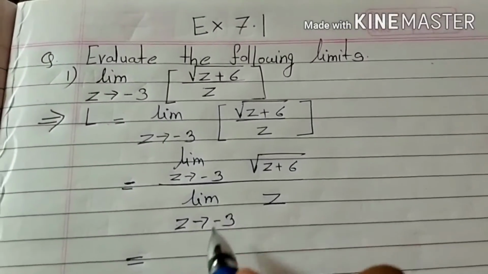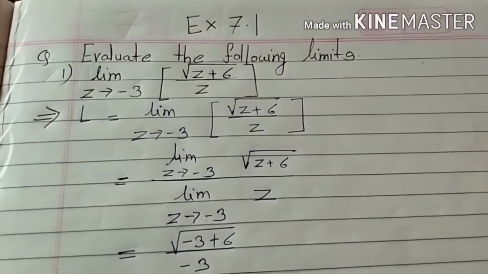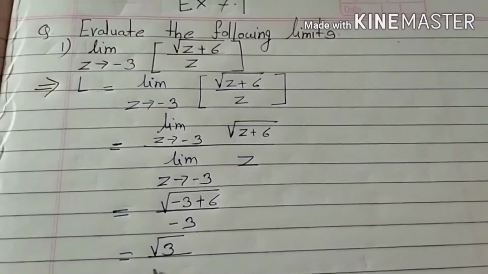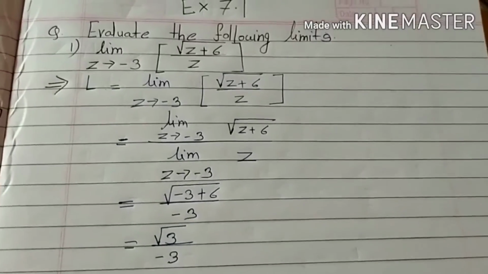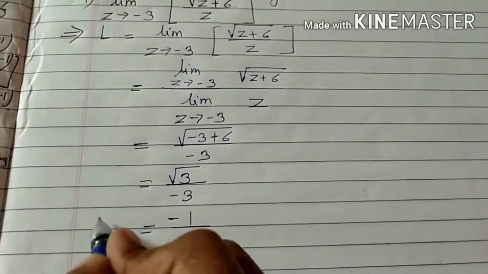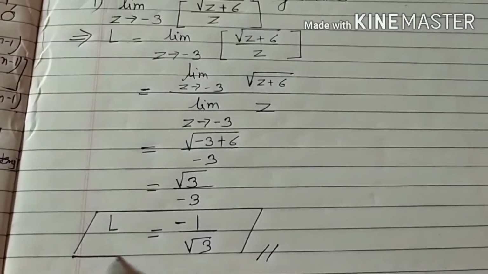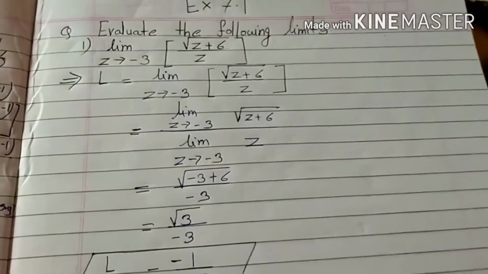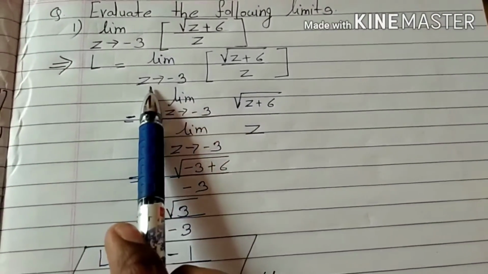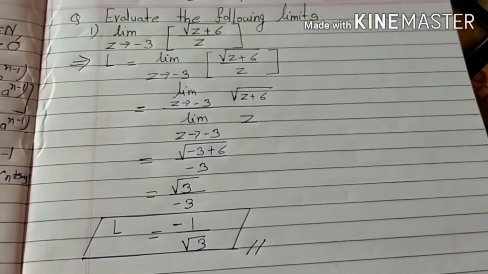So we get the root of minus 3 plus 6, upon minus 3. Minus 3 plus 6 is 3, so it is the root of 3 upon minus 3. So it is like that, minus 1 upon root 3. So this is our answer. It is a simple limit, you can observe. By substituting the direct value of the limit, you get your answer. Now we move toward the next example.